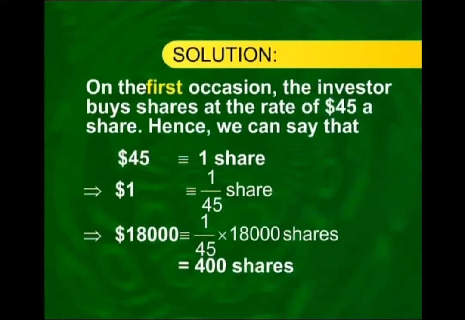So, we can say that $45 is equivalent to one share, or in other words, $1 is equivalent to 1 over 45 of a share, which means that $18,000 are equivalent to 1 over 45 into 18,000 shares, and that is 400 shares.